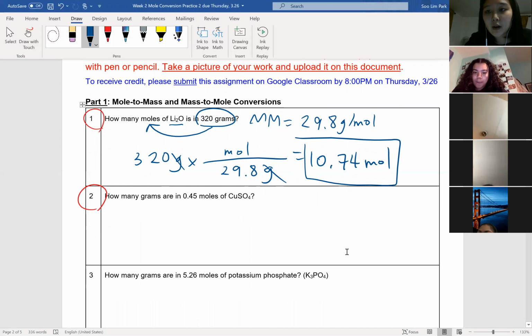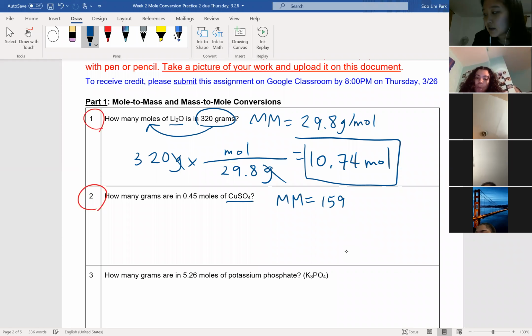How many grams are in 0.45 moles of copper sulfate? Copper sulfate has a molar mass of 159.61 grams per mole. All right, so we're given moles and we want to convert to grams. So we're going to start with the given. When we're given moles and we want to convert it into mass, we're going to multiply by the molar mass so that the moles cancel out.